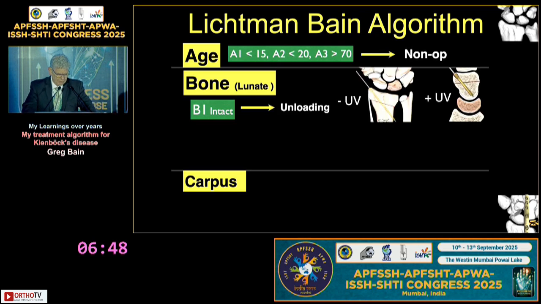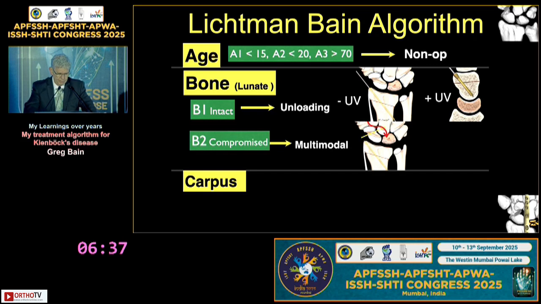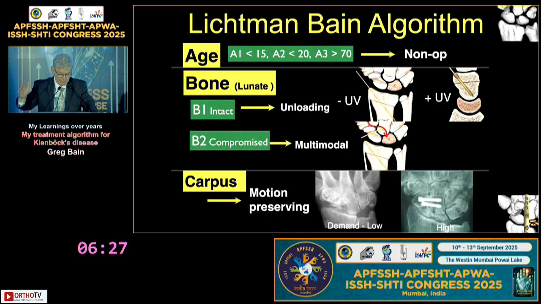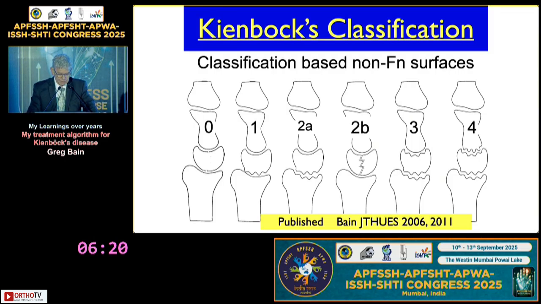When we look at the B, the lunate bone, the lunate would be intact, so it's got basically its normal shape. We would try and unload the lunate and protect it with a radial shortening or capitate shortening. Once the lunate becomes compromised, it becomes more tricky, and we're looking at the concept of a multimodal approach. Once the carpus is involved, so it's no longer just a disease of the lunate, we need to be looking at a motion-preserving procedure, such as a proximal row carpectomy or a scaphocapitate fusion.